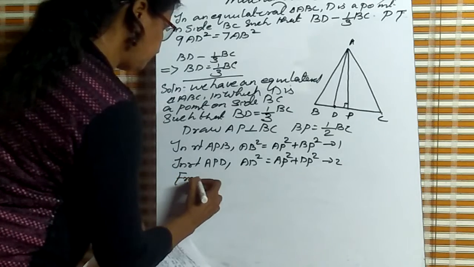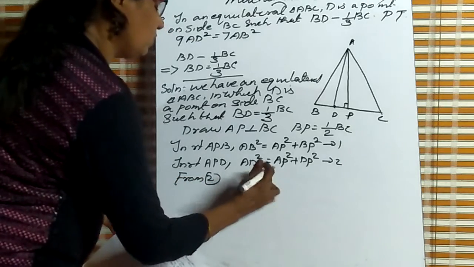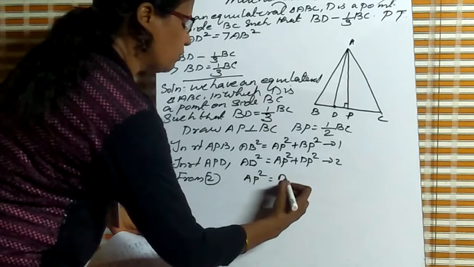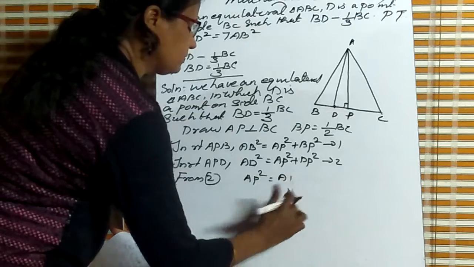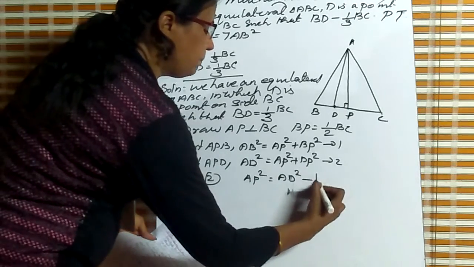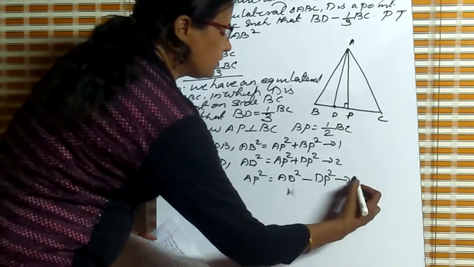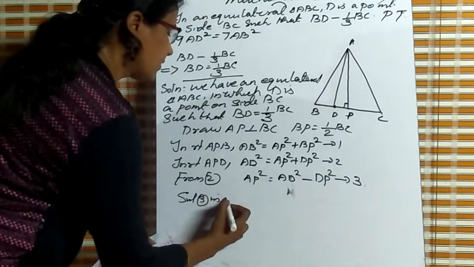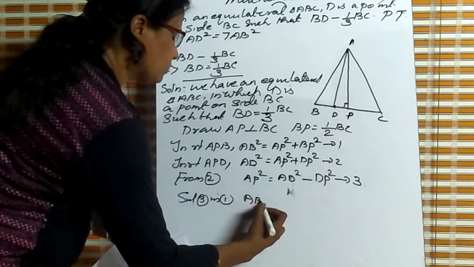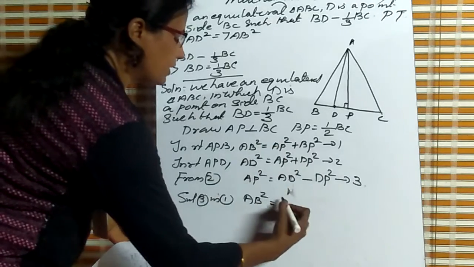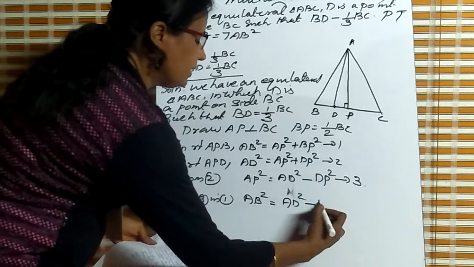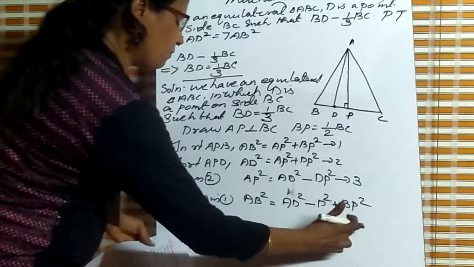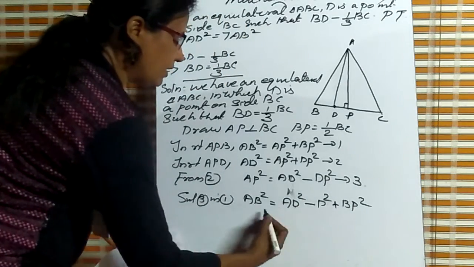From 2, what is AP square? AP square is equal to AD square minus DP square. This is equation 3. Substitute 3 in 1. AB square is equal to AP square, which is AD square minus DP square, then plus BP square. From this we find AD square.